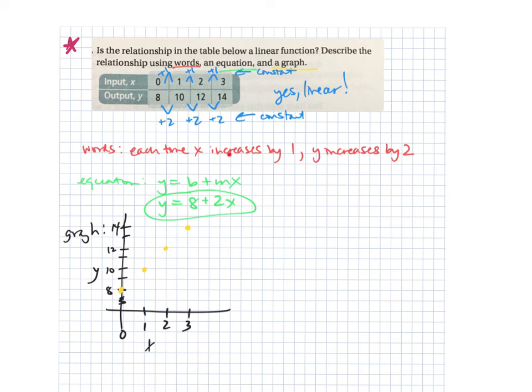And then words, this is as simple as it gets. Actually, every time it's going to be something like this, right? Each time X increases by however many is here, usually 1. In our cases, all these ones have been 1. The output increases if this goes up, decreases if it goes down, and then by whatever that is. So this is saying each time X increases by 1, Y increases by 2. Which is helpful for our equation, which we're going to do b plus mx. B is our y-intercept, whenever x is 0, 8. And then our slope is this constant here, so 2 times x. That's our equation.